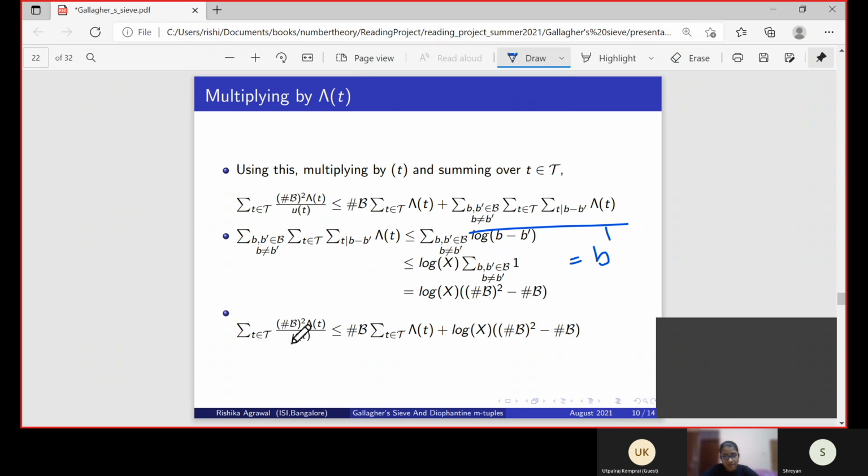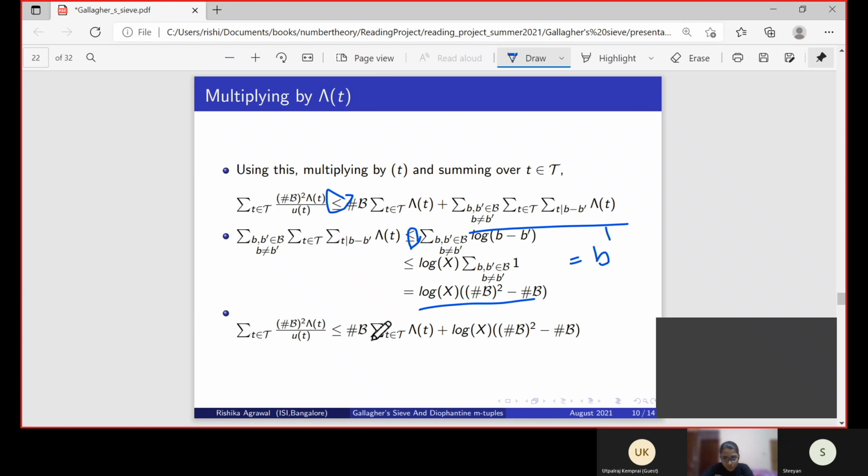Summation t belonging to T size of b whole squared lambda t over ut is less than or equal to size of b summation t belonging to T lambda t plus, just replacing this by the estimate that we have received, log x multiplied by size of b whole squared minus size of b. One other thing that we need to notice here is that all the inequalities should be such that they satisfy each other, so that we can carry out the sequence of operations, the sequence of estimations, and finally use them.